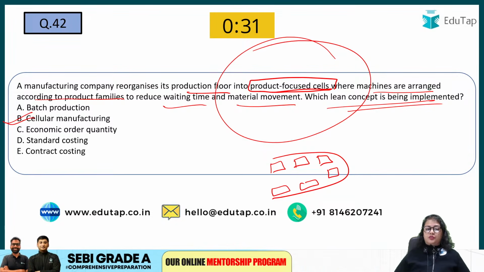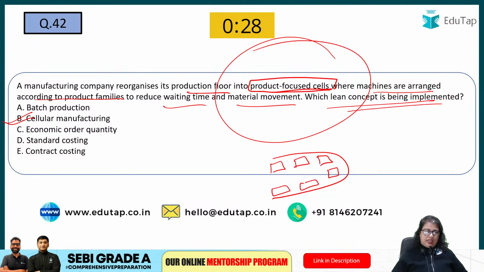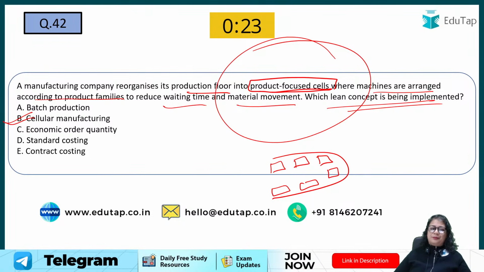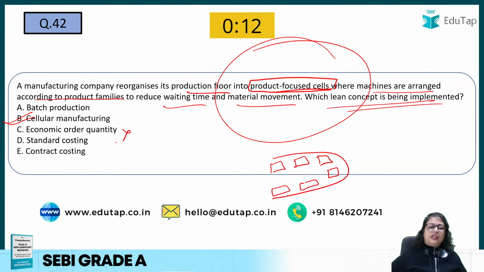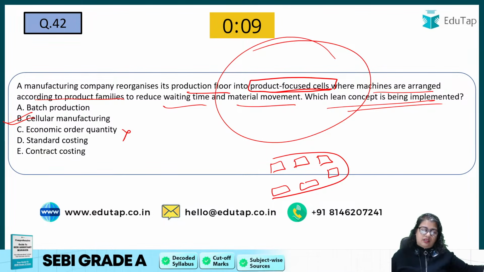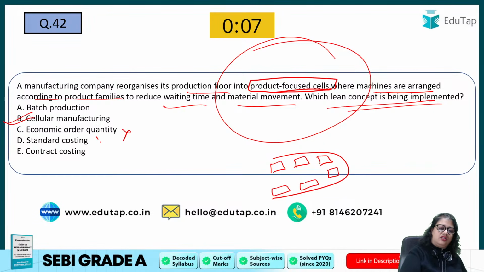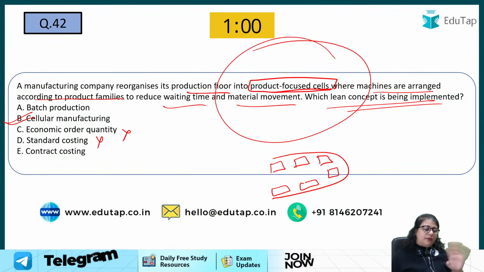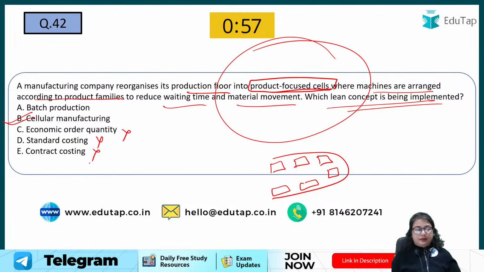Now let us move to the other options, batch production. In batch production also you can say that okay, similar machines are equipped together, but basically this is not such a concept, है ना, हम उसमें कर सकते हैं, but that is not a concept in batch production. Then economic order quantity, that is for how much to order, this is highly illogical. Standard costing, again that is for determining the price or determining the cost beforehand, this is also wrong. And contract costing, this is for long term projects, so this is basically a method of costing, not a lean concept, so this is also incorrect, right? So you can do the smart work.